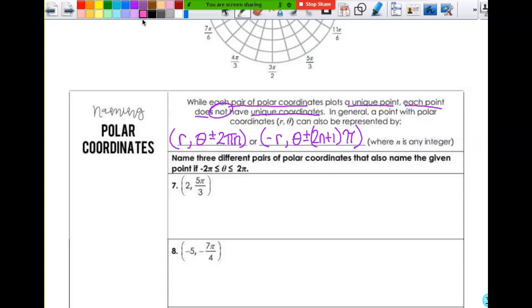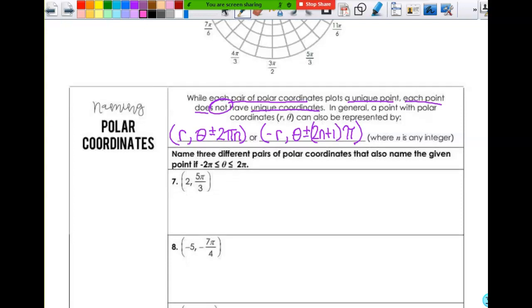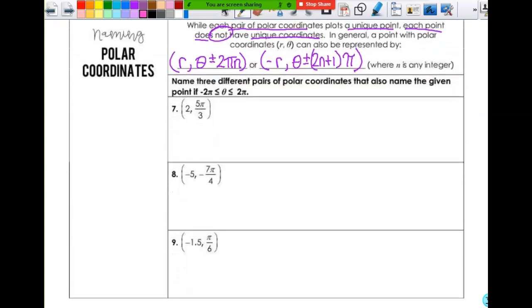So this says to name 3 different pairs of polar coordinates that also name the given point if theta is between negative 2 pi and 2 pi. So we're only going to rotate once positive and once negative. We're not going to give an infinite amount of answers. So that means that there's going to be a total of 4 ordered pairs that would give me the same point. So they gave me 1. I'm going to have to give the other 3.